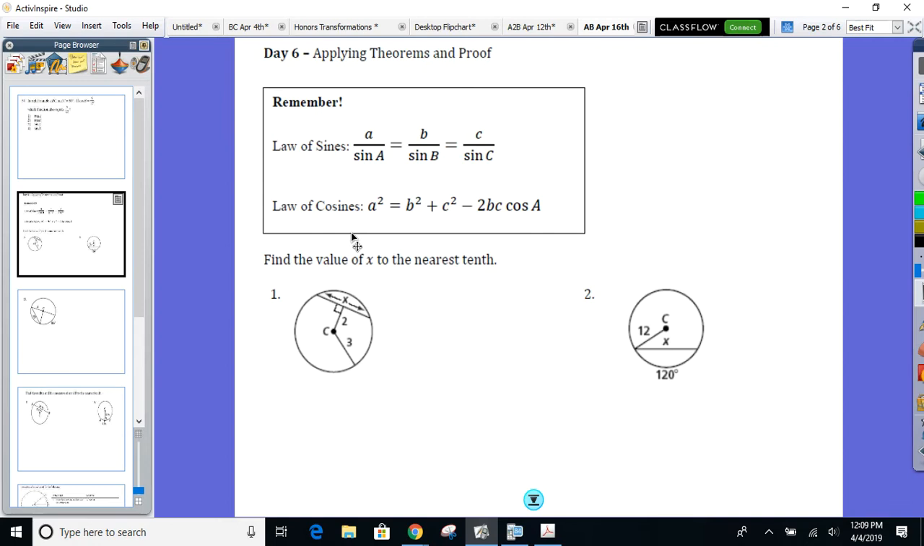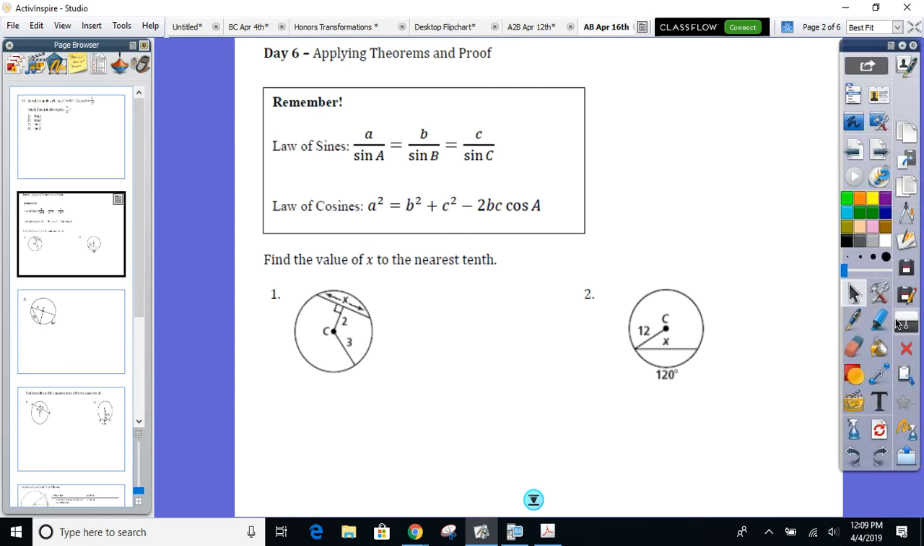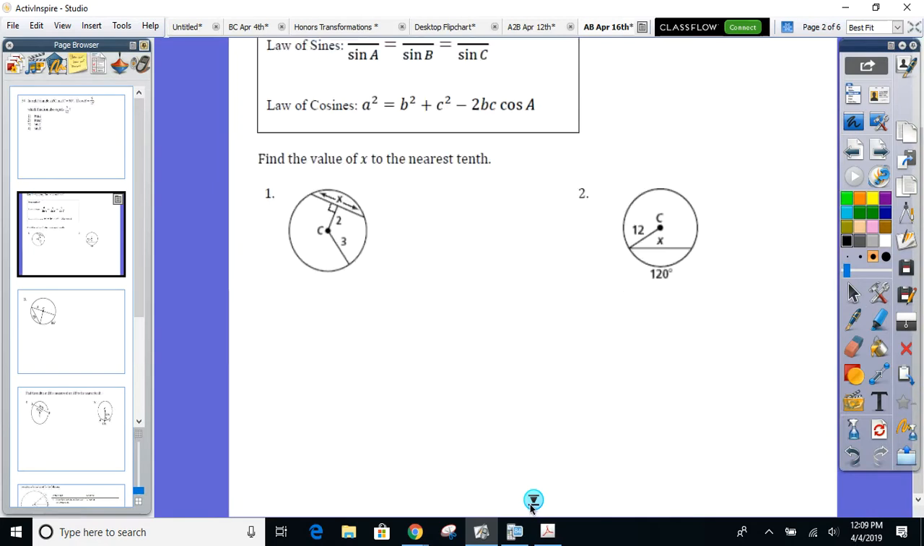And as you know, if it's not a right triangle, the only way I can find sides or angles is to either use law of sines or cosines. So please do not be shocked when we start using them here in a couple minutes. All right, here we go.